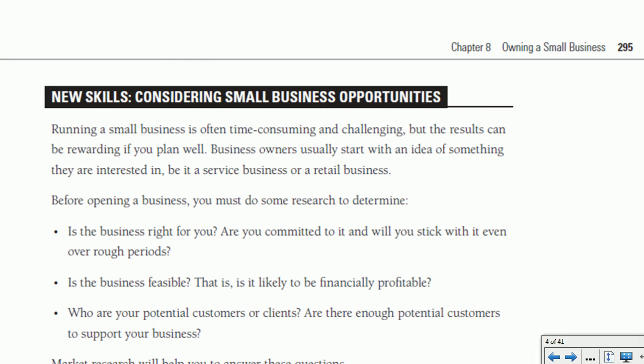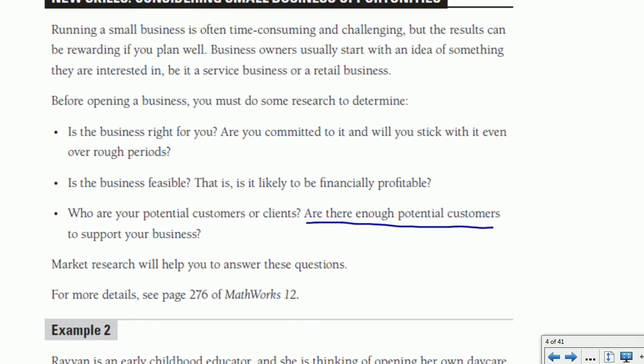So running a small business is often time-consuming and challenging, but the results can be rewarding if you plan well. Business owners usually start with an idea of something they're interested in, be it a service business or a retail business. Before opening a business, it'd be helpful to do some research to determine if the business is right for you, if you're committed enough, if it's feasible and profitable, and if there are enough potential customers to support your business. So we're going to have a look at an example right now that addresses this question.